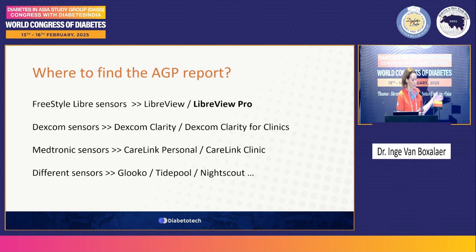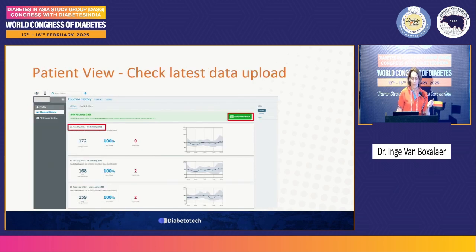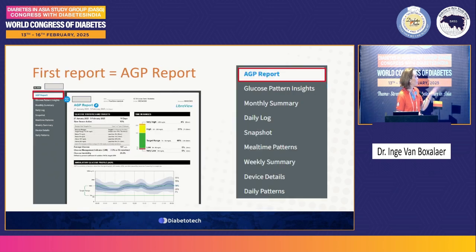You can find it, of course, where you find the reports of your sensor, which has different data platforms. I will show it to you for LibreView Pro. If you make an account on LibreView Pro for free, you can connect your patients to it. You will have your patient lists. If you click on a patient, you can see on the first page when was the last data upload. So you should check if it was a recent upload. If not, you can connect your patient through their app very easily. Then you click on the green button, so it's very logical. The first report in LibreView is the AGP report. In Dexcom Clarity, it's the last report.